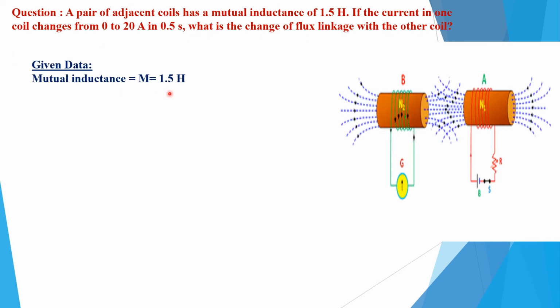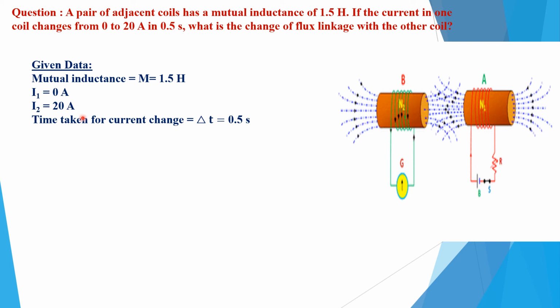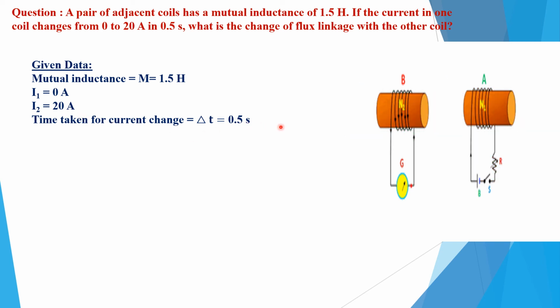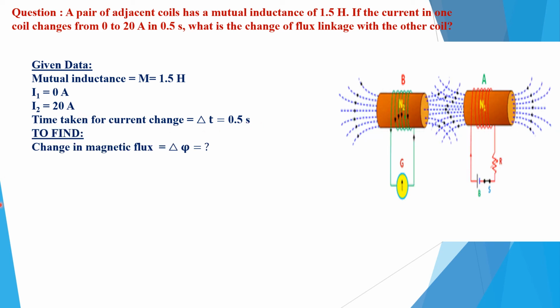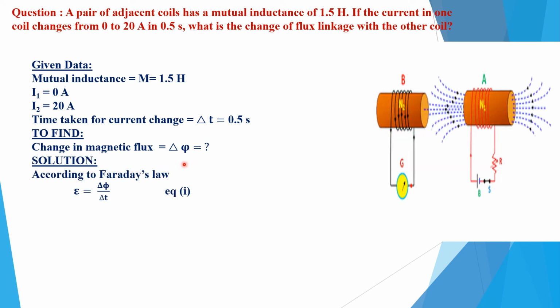Mutual inductance is given as 1.5 Henry and initial current is equal to 0 ampere, final current I2 is equal to 20 ampere, and time taken for current change, delta T, is equal to 0.5 second. We need to calculate the change in magnetic flux delta phi.